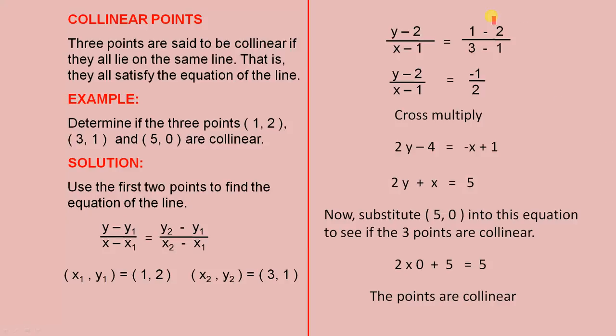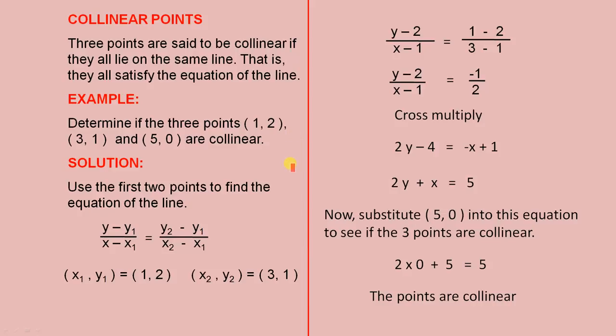Collinear points. 3 points are said to be collinear if they all lie on the same line. That is, they all satisfy the equation of the line. Example. Determine if the 3 points 1, 2, 3, 1 and 5, 0 are collinear.